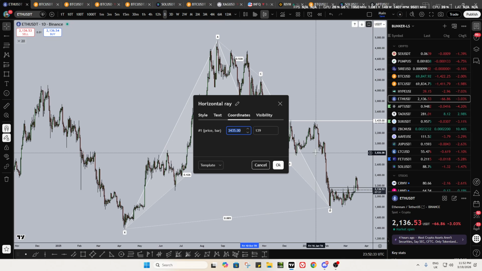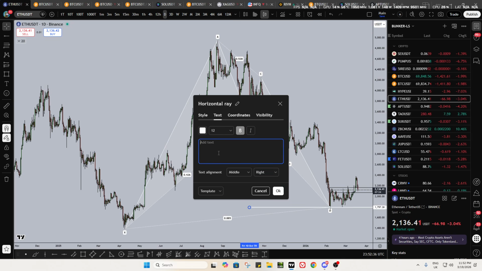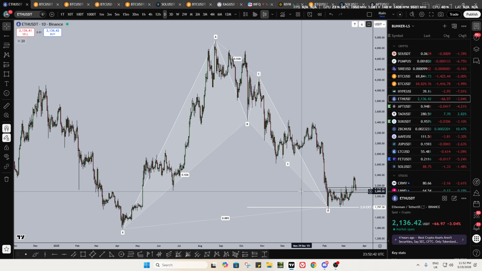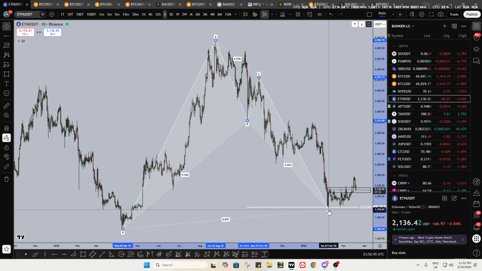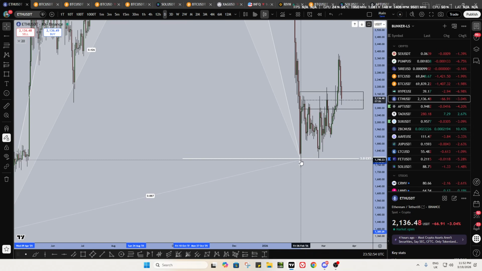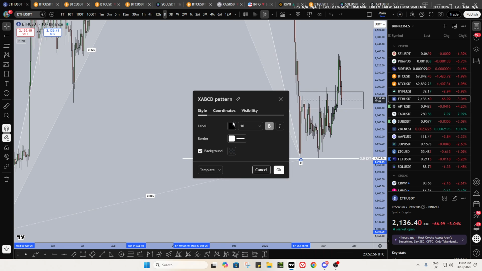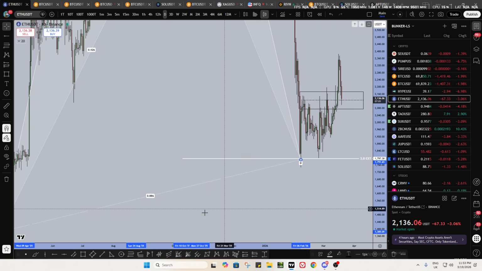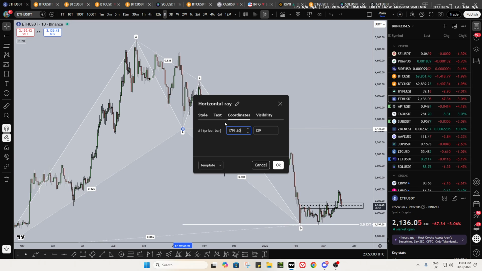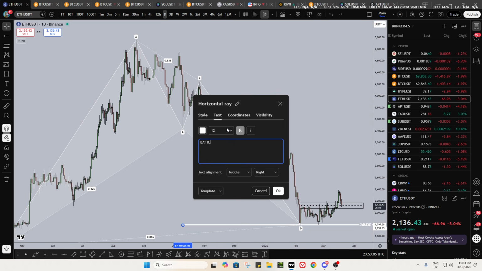Here, settings, Control V. I'm just going to say 3.0 extension. And then we have the 886 literally right over here. It's pretty much at the same area, but I like to be accurate where I can. So that's your bat 0.886.